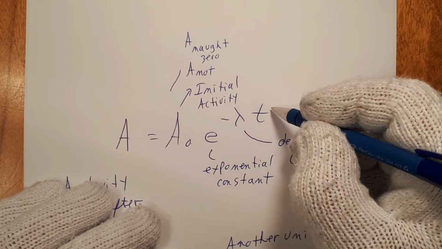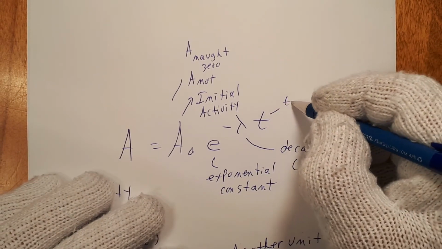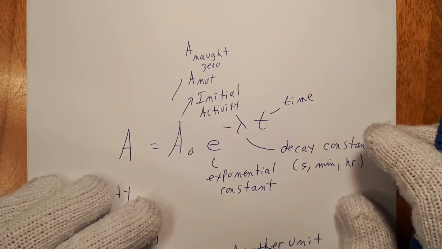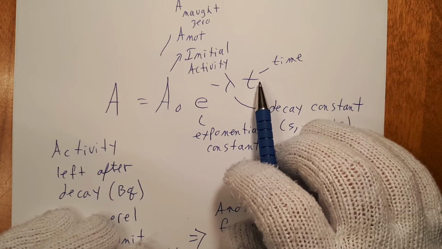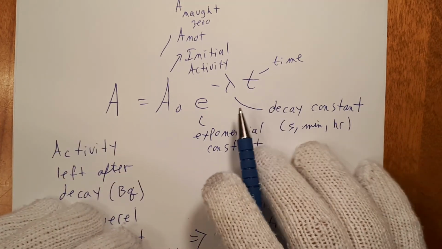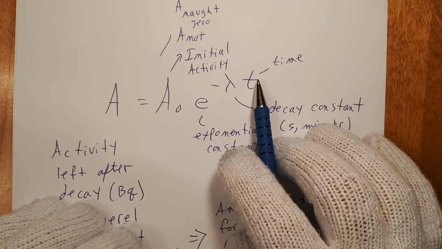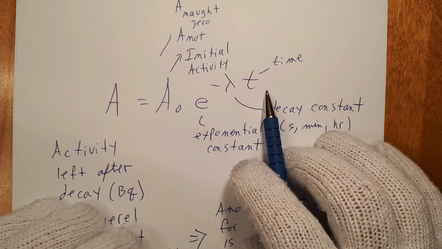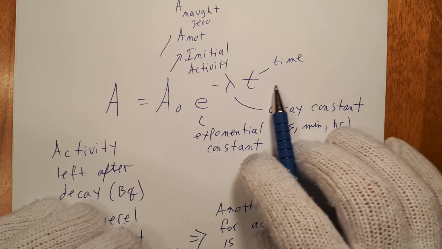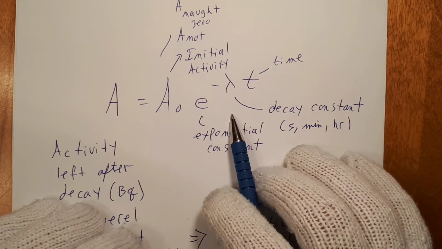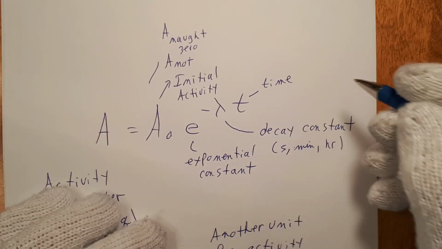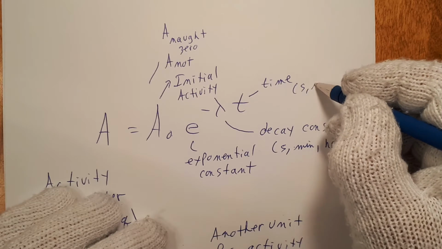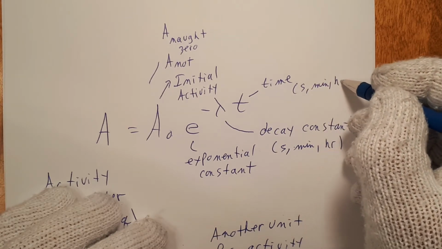And letter T is time. And this is real time. For instance, if I had something radioactive right now and I waited 3 minutes, the time that would go here will be 3 minutes, starting at time 0. Or if I had something and I waited 50 years, then the time here will be 50 years. And again, it will be in units of seconds, minutes, and hours.